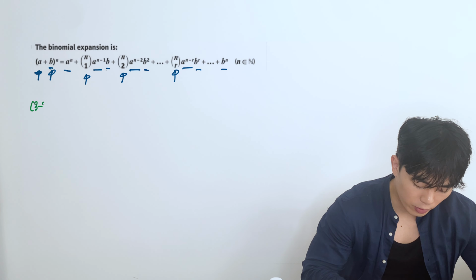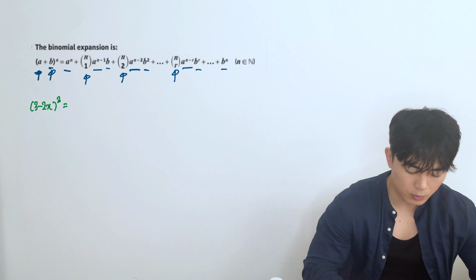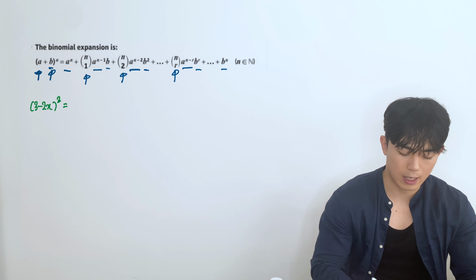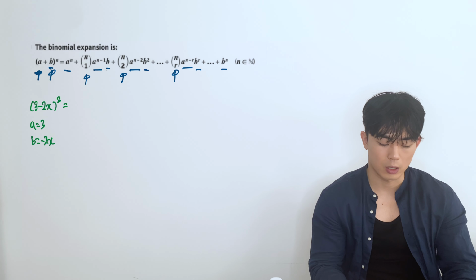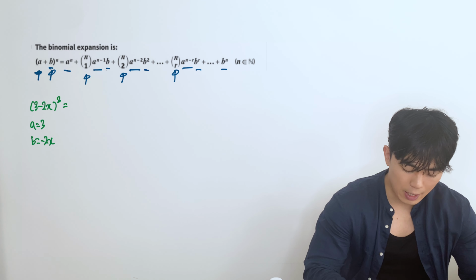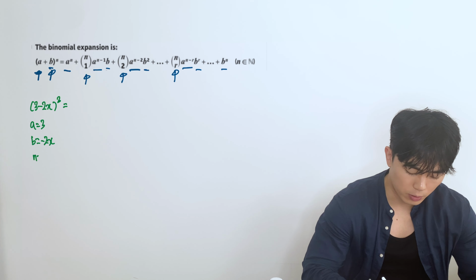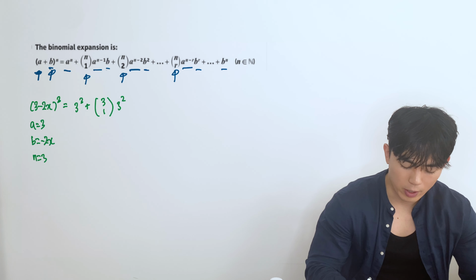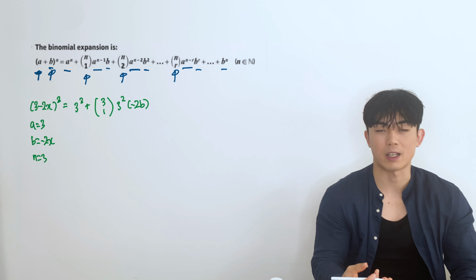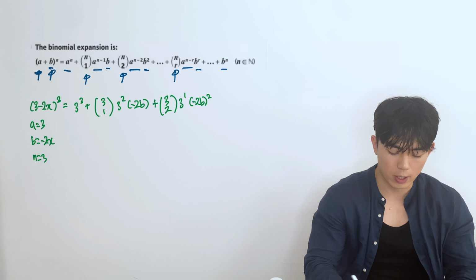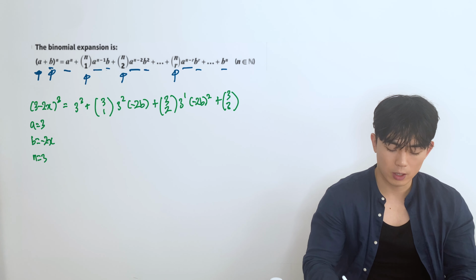Let's say we have (3 minus 2x) to the power of 3. We want to write out everything. Our A is now 3, and our B is minus 2x. Don't forget the minus sign, it's very important. First is A to the power of n, and n is 3 as well. So it's going to be 3 cubed, plus the second term, 3 choose 1, 3 squared, and then we include the B, so it's (minus 2b). Let's write it in brackets so you don't get confused with the sign. The third term would be 3 choose 2, 3 to the power of 1, (minus 2b) all squared. The last term would be 3 choose 3, and then (minus 2b) to the power of 3, like this.